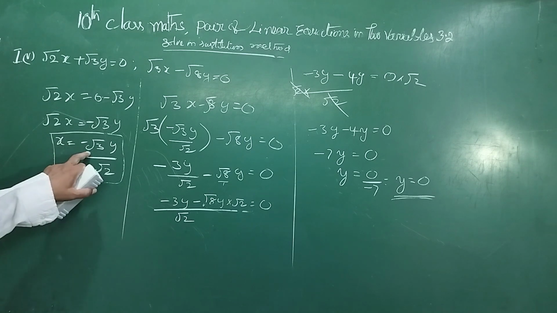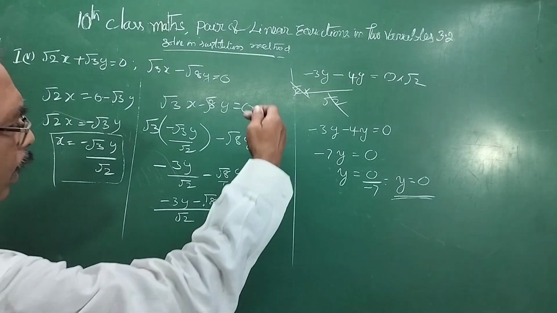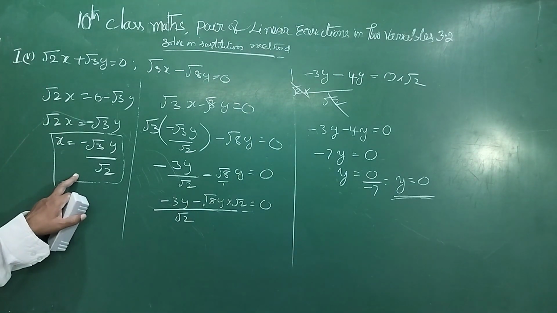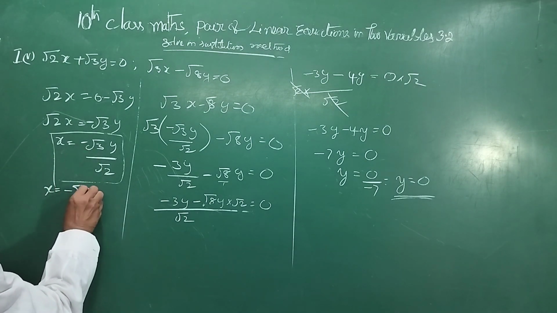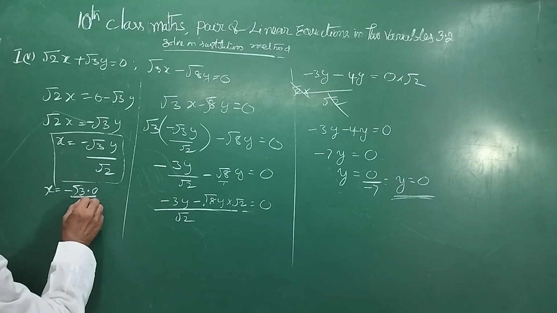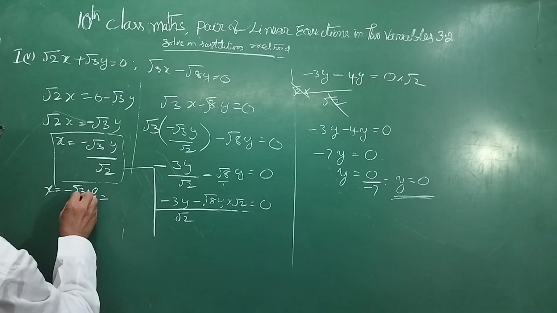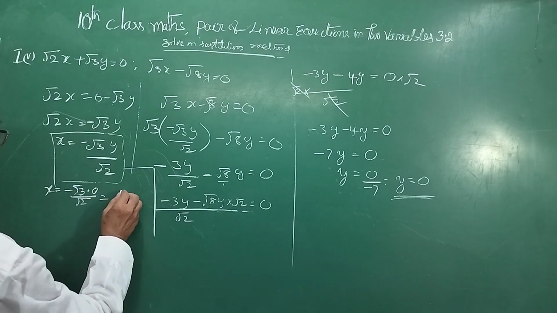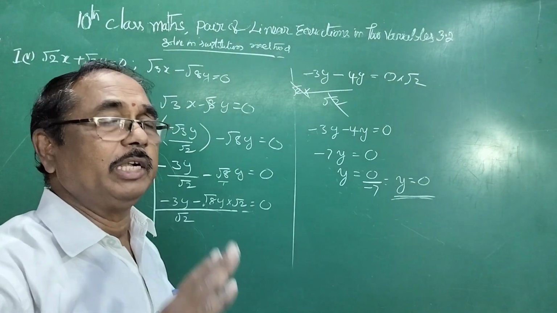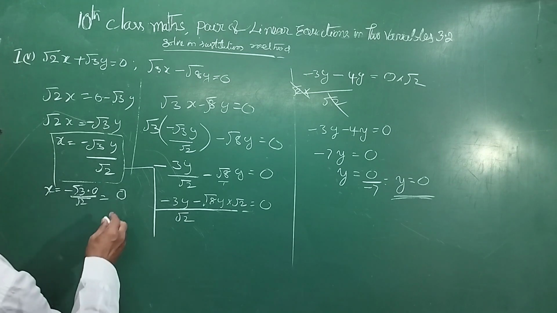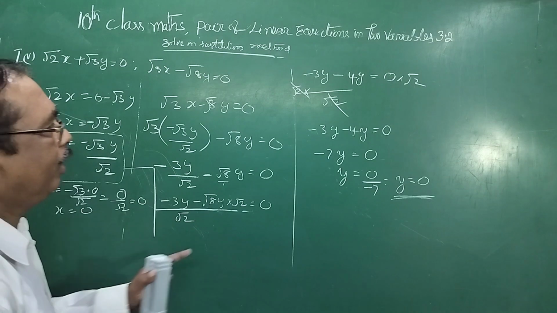Here, what is the value of x? x is equal to minus root 3y by root 2. Here itself let us do it, as there is no sufficient place below. x is equal to minus root 3, and the y value is 0, by root 2. Therefore root 3 into 0 is 0, minus root 3 into 0 is 0. I already said whatever number we multiply with 0, that is equal to 0. 0 by root 2 means 0. So x is equal to 0 and y is equal to 0.